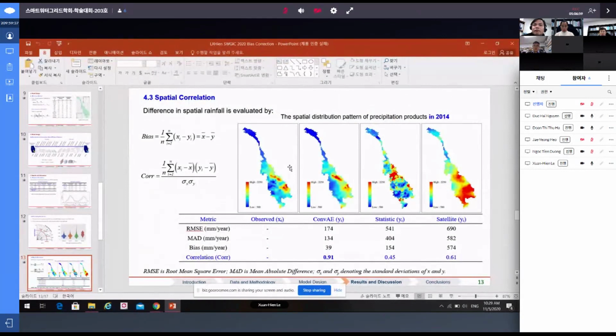Is it on the slide? So the left is the observation data, that means the reference data. And the satellite data means PERSIANN-CDR satellite data. And the CNN or convolutional autoencoder is the output from the deep learning model, and the statistical method. Okay, thank you, Dr. Hiền.